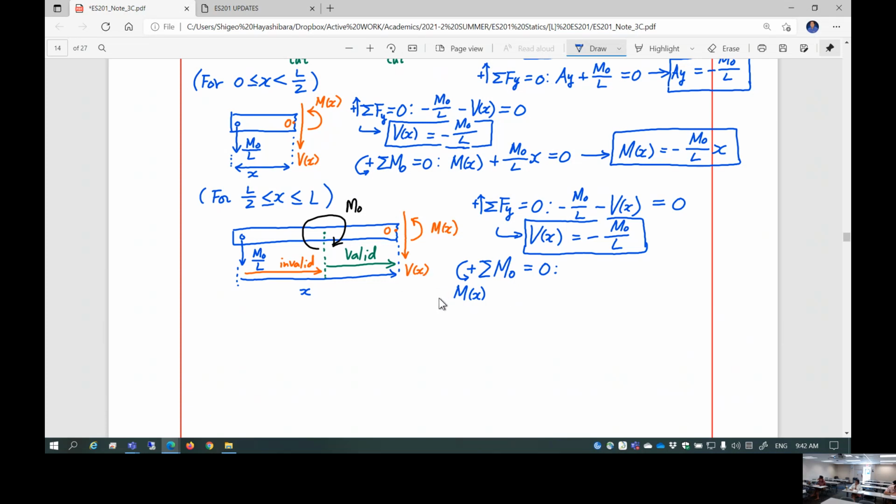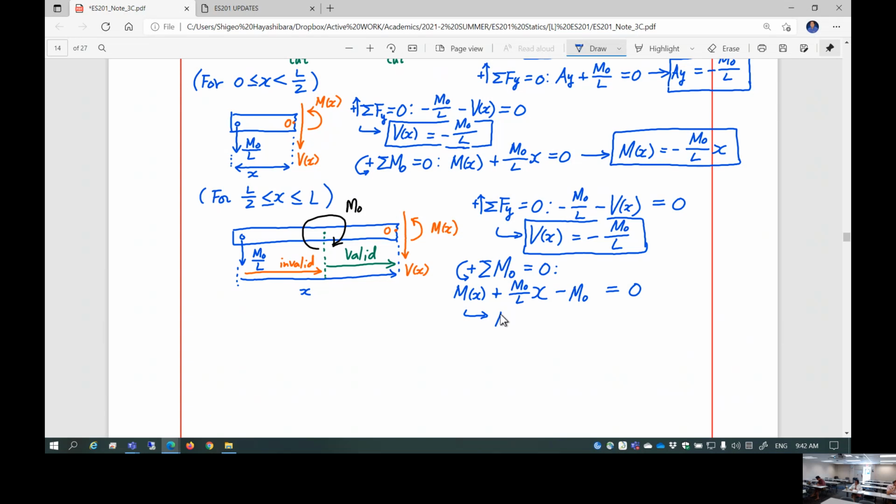Oh, this M0 over L also creates a positive moment. So plus positive moment, M0 over L multiplied by x, distance x. Okay, this is the x. And this M0 is actually negative M0. Okay, this is set equal to 0.